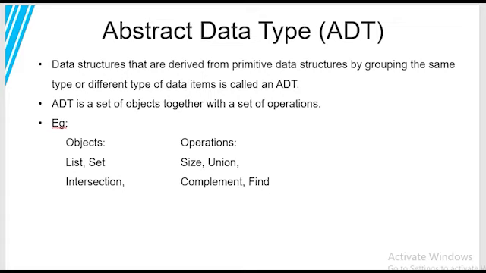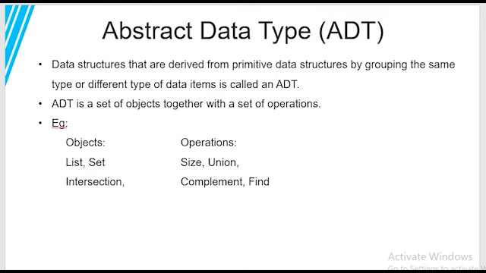Then we will see about abstract data type, ADT. Already we have seen what is ADT. This is a primitive data structure. Here we are going to group the same type or different types of data items. That is called the abstract data type. In short, we can say ADT is a set of objects together with a set of operations. For example, consider list and set as the objects. The operations performed on list and set are size and union. Then intersection is another object where the operations performed are complement, find. This is called the abstract data type.